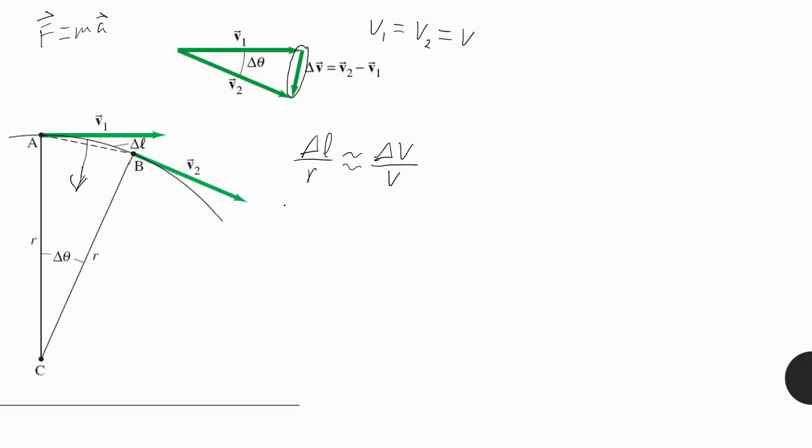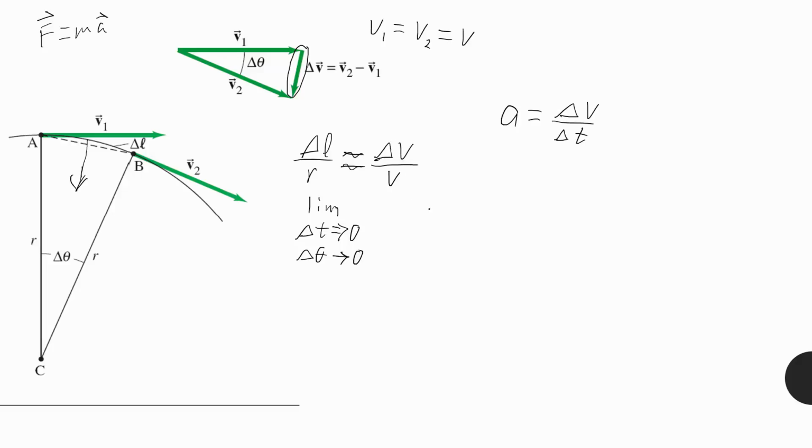And if we take the limit as delta t goes to 0, in that case, then delta theta goes to 0. In that case, the chord will equal the arc length, and we can make this an equality symbol here. So, hooray for that. Alright, now if I think of my equation for acceleration in general, it's delta v over delta t.